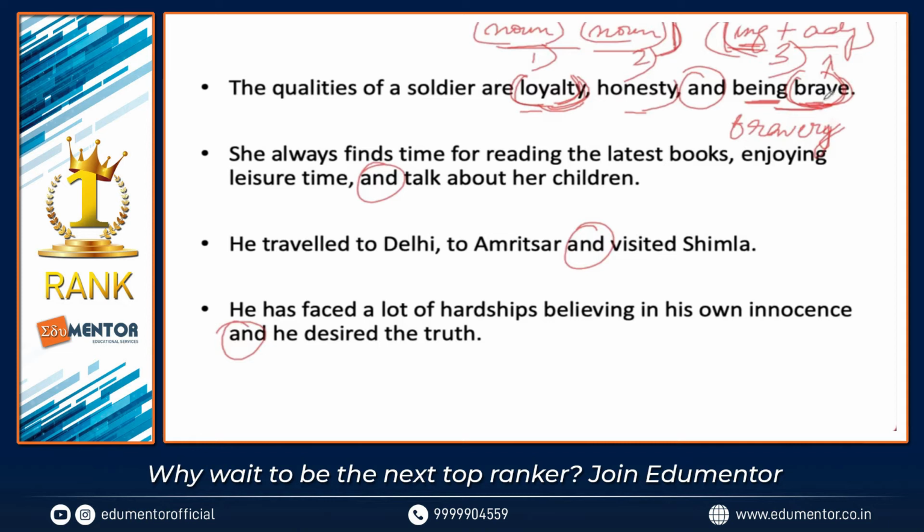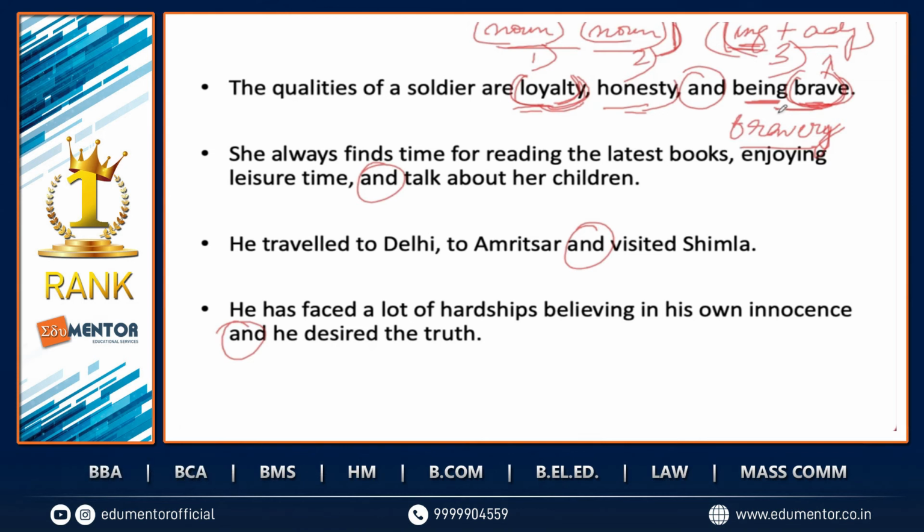So the three clauses, the rectified sentence would be: the qualities of a soldier are loyalty, honesty, and bravery. That's it. That is how we correct the mistake over here. All right, so this is how it goes. And with bravery, all the three clauses are now expressed using the part of speech noun.